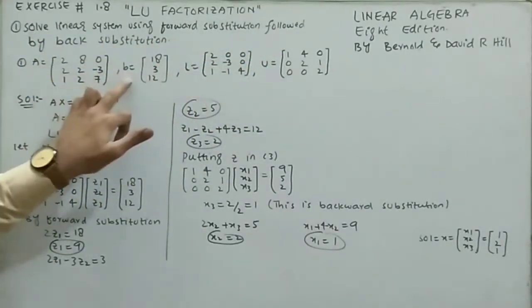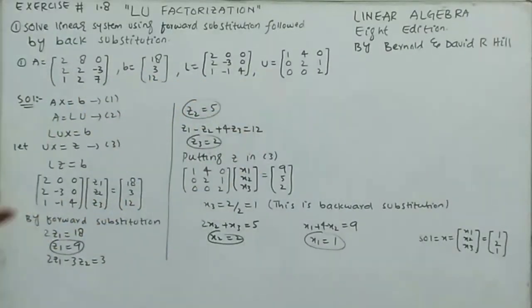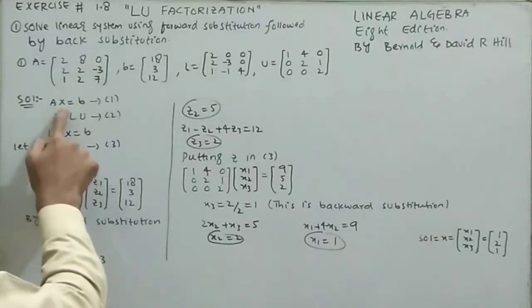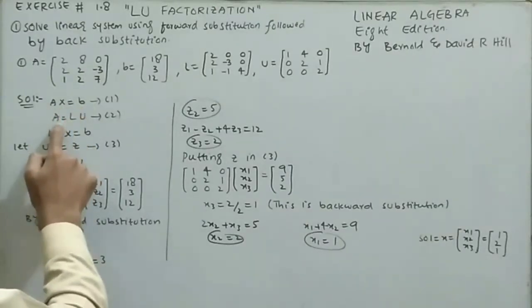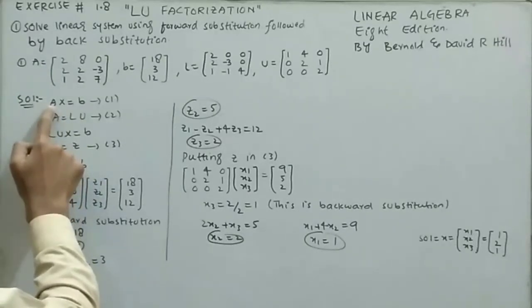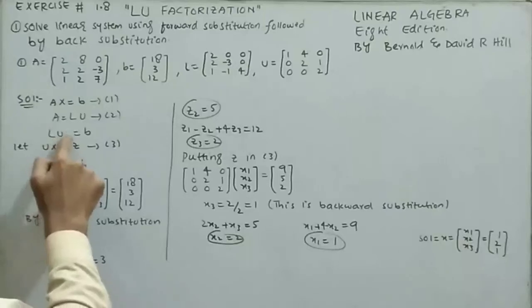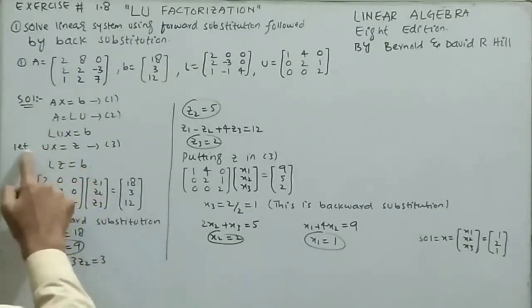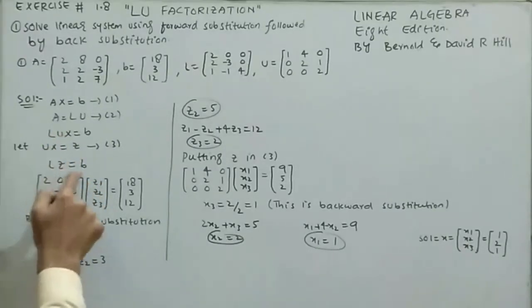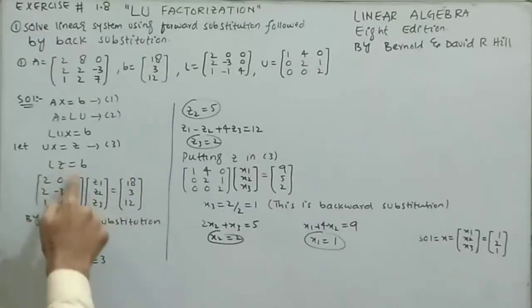Matrix A is given, matrix B is given, the lower triangular matrix is given and the upper triangular matrix is given. Over here we have two equations: Ax is equal to B, and the second equation is A is equal to LU. Putting LU in the first equation, A becomes LU, so it becomes LUx is equal to B. Now let's suppose I replace this Ux with Z, so let Ux be equal to Z, and it becomes Lz is equal to B. Here L is given and B is also given.